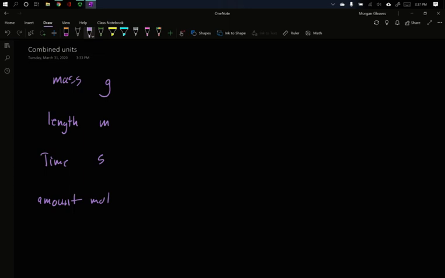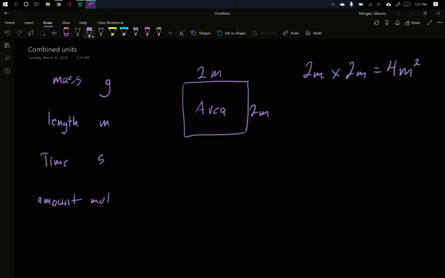Well, basic units are used for more than just their own existence. If I have a length, that can be a meter, but if I have two lengths, what I end up with is an area. So if you have something that, say, is 2 meters by 2 meters, well, 2 meters times 2 meters is 4 meters squared. This is an area. By combining two different length units in different directions, we can get an area.